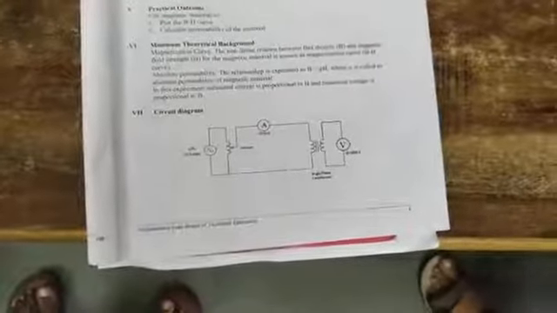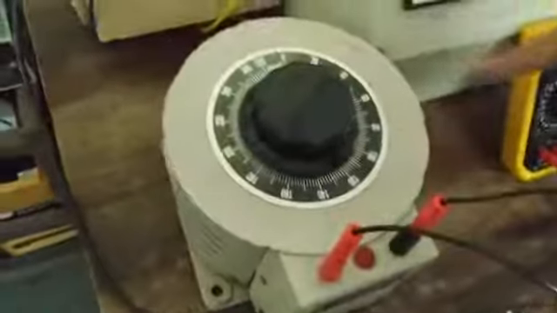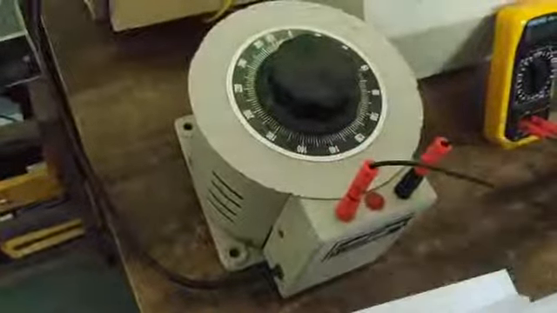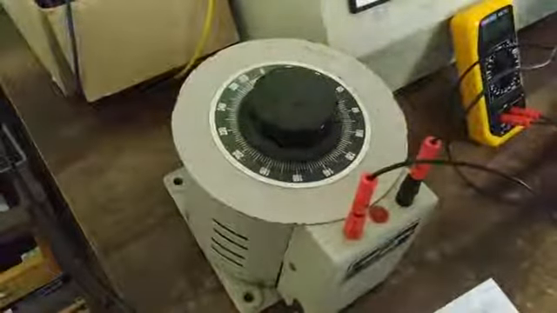Now I will show you the setup. This is nothing but an auto transformer, that is, the dimmer. This is the AC supply, right? We have given the AC supply here to the dimmer. What do you mean by dimmer? This is the dimmer. We can change the voltage using this one, and then we have connected.